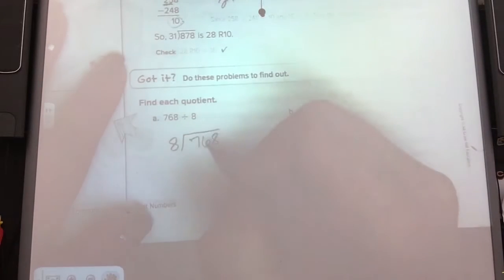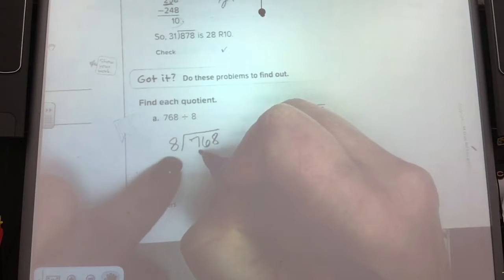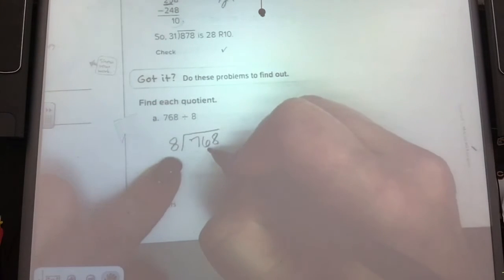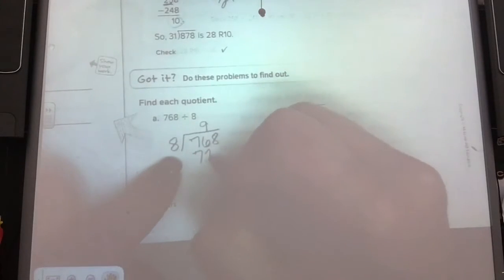Alright, I have 768 items. If I have 7, can I give 8 of my friends something? No. 76, can I give 8 of my friends something? Use that multiplication chart, follow that 8 all the way over and get as close as you can without going over. And I'm going to say 9. I'm going to say 72. Because 9 times 8 friends is 72. I'm giving that away, so I'm getting rid of it. 6 minus 2 is 4.